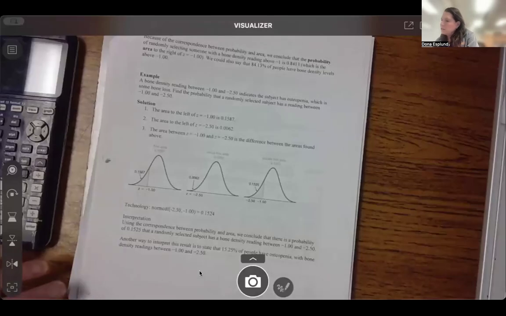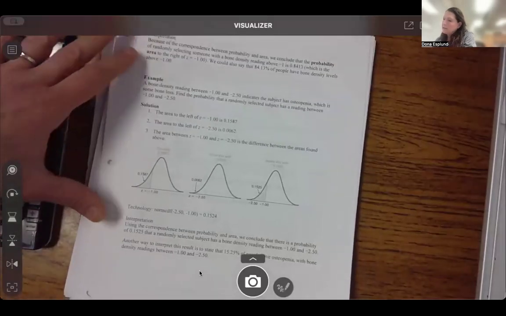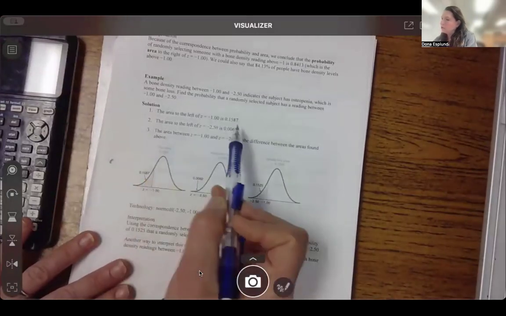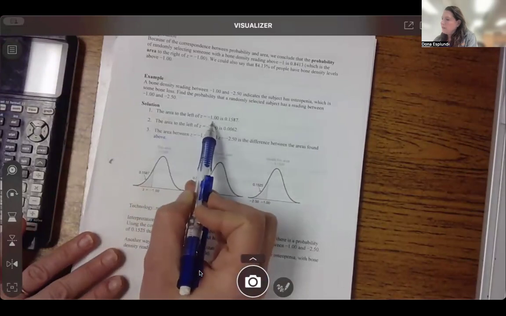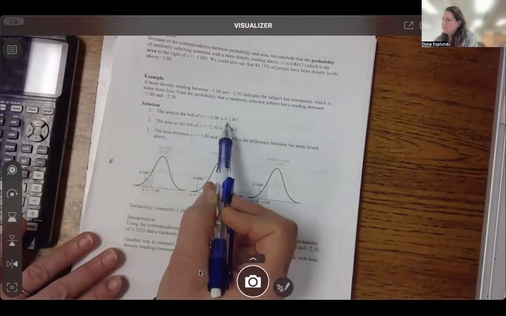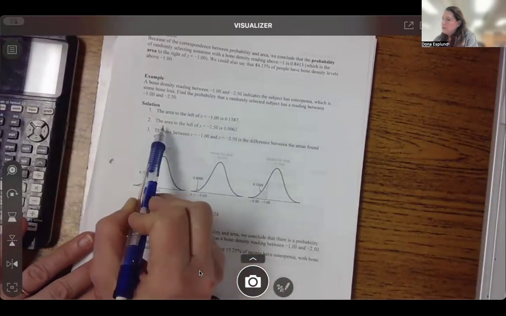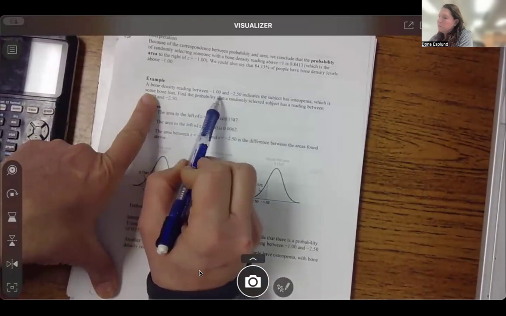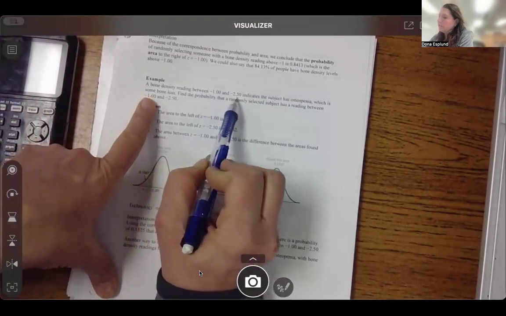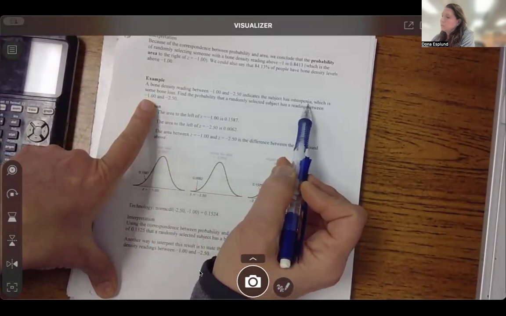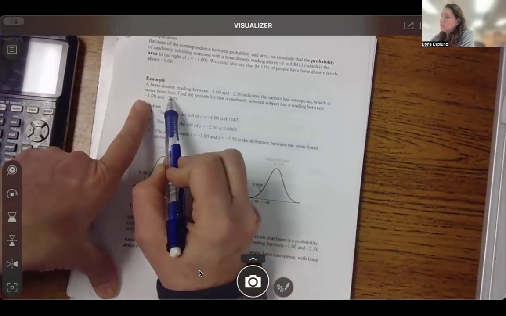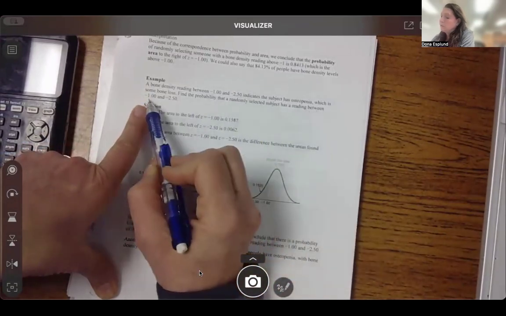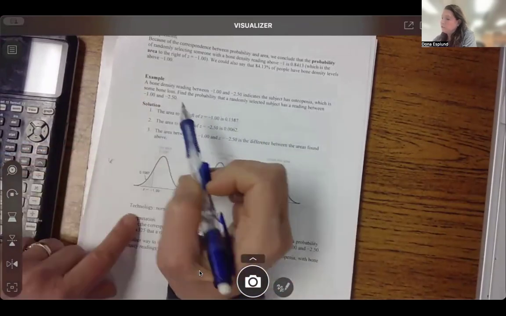Okay, so our next problem, back to the bone density. We found that the area of -1 is going to be 0.1587. This time they said, what about bone density readings between -1 and -2.5, which indicate the subject has osteoporosis, which means there has been some bone loss. The probability of randomly selecting a subject with readings between -1 and -2.5.